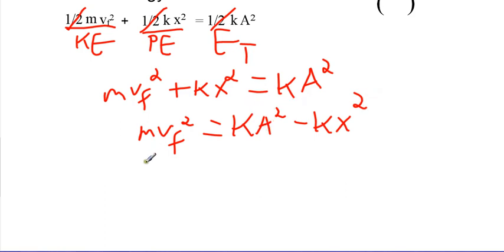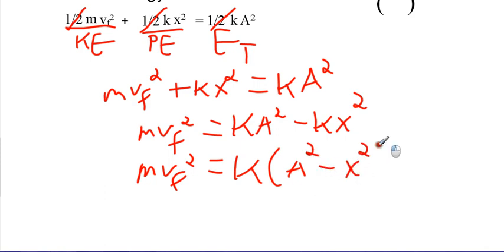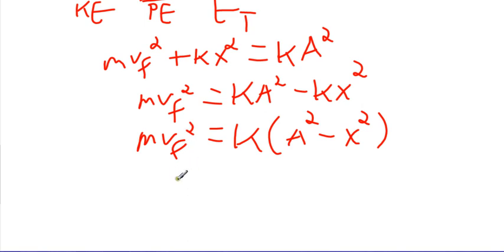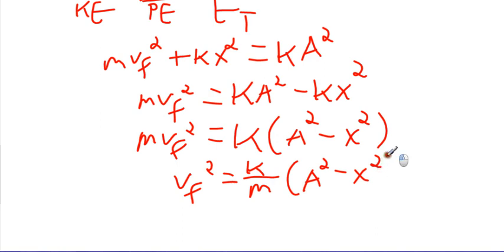I'm going to pull out my k. So I have mvf squared is equal to k times a squared minus x squared. And here the x is simply the displacement from the equilibrium position. So that's the position where we're looking for the final velocity. And now I want to isolate my vf squared. So this becomes vf squared is equal to k over m times a squared minus x squared. And so here we have an equation that relates the final velocity to the spring constant, to the mass, to the amplitude, and the displacement.